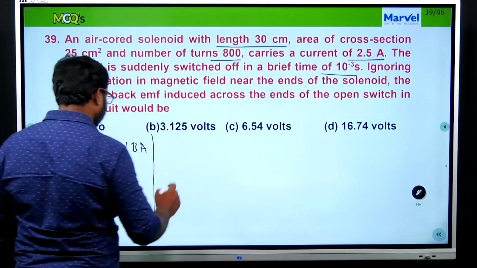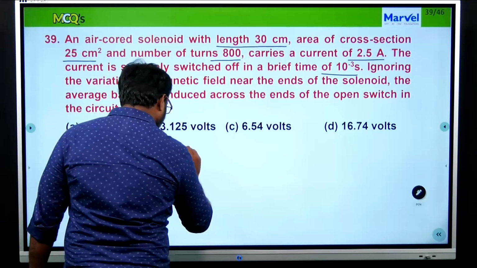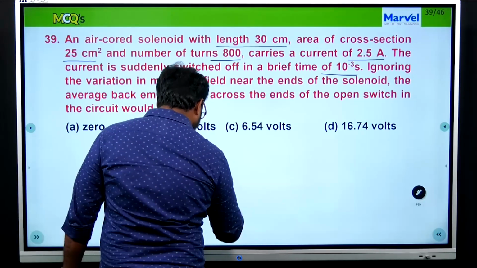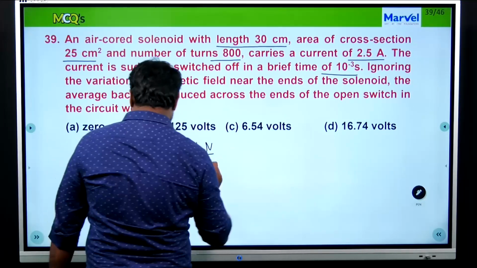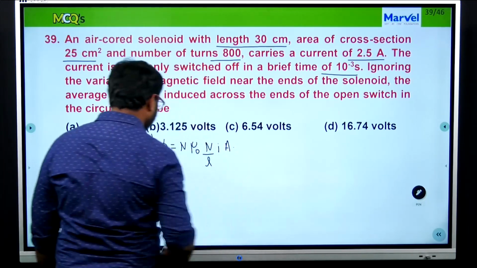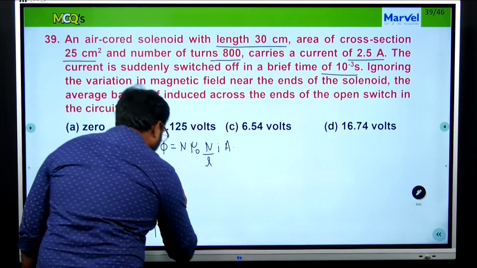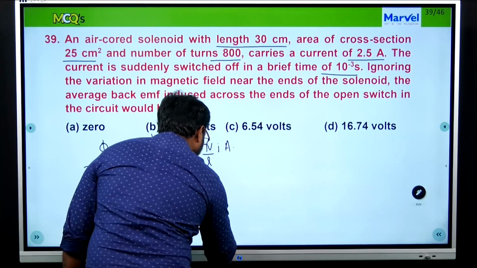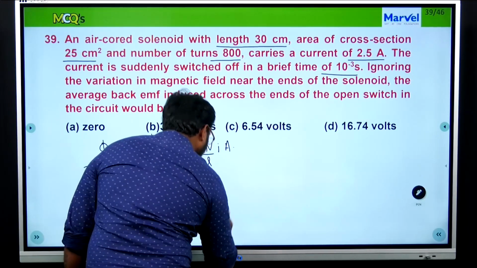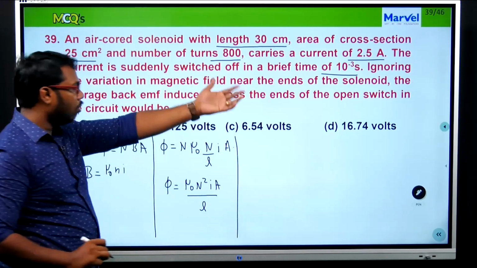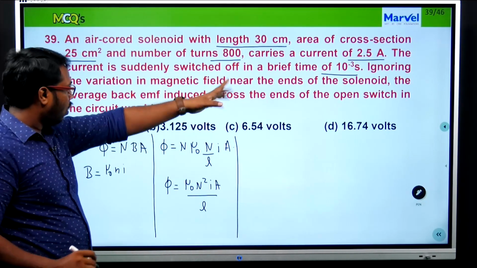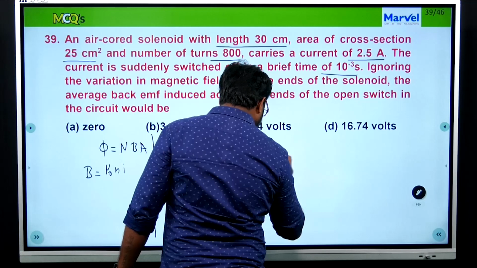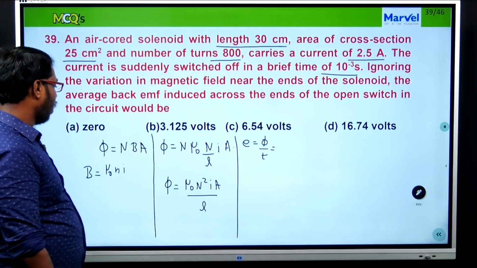Now I will just plug that into this. So phi is equal to N into mu naught times N by L into I into A. So this is the flux. I will also reduce this as flux is equal to mu naught N squared I A by L, and in order to find the EMF that gets produced, E is equal to phi by t.